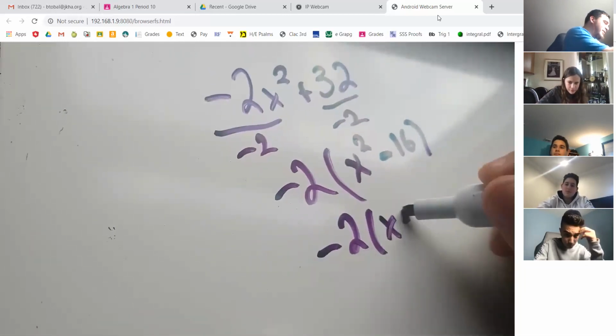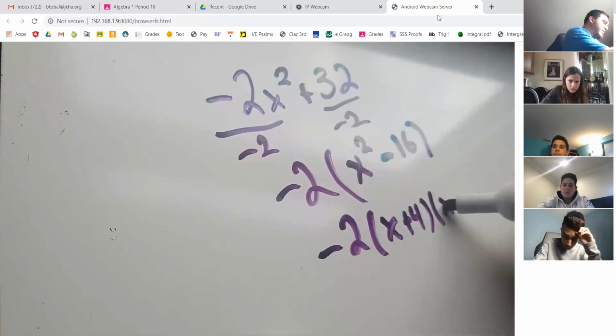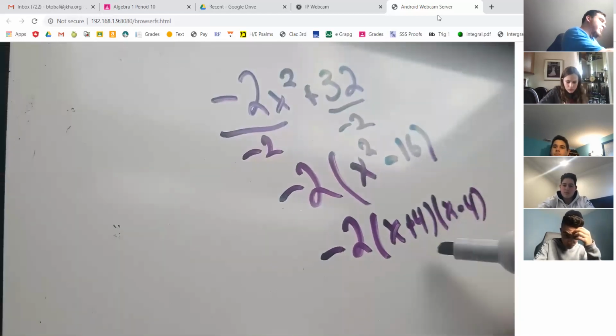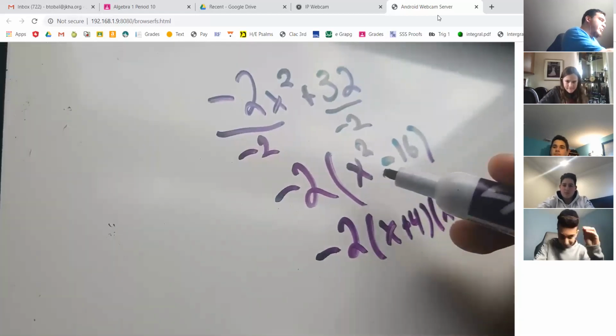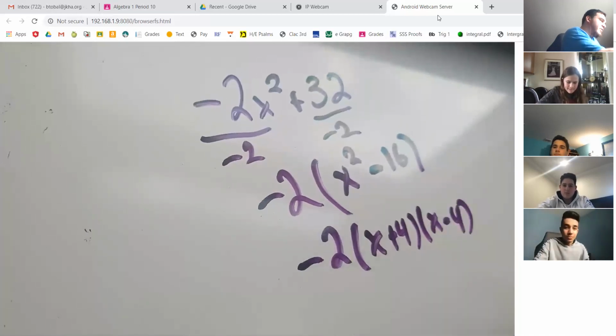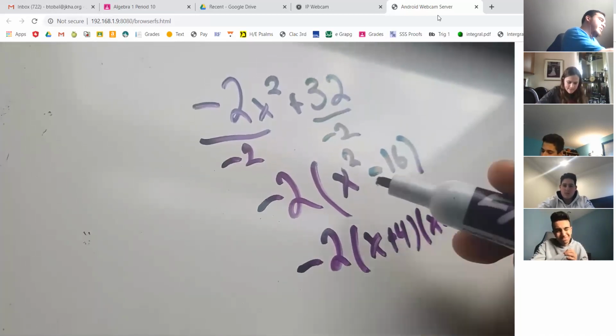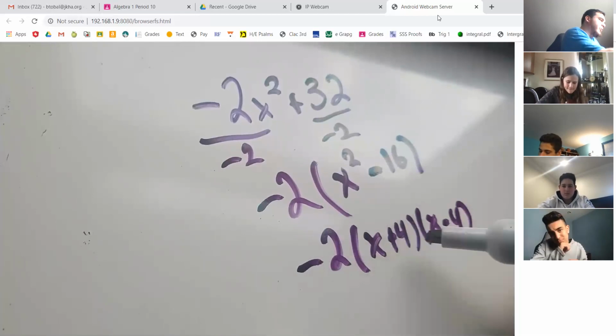X plus 4 and then x minus 4. So we write the square roots of both of these. The square root of x squared is x, and the square root of 16 is 4. So x plus 4, x minus 4.